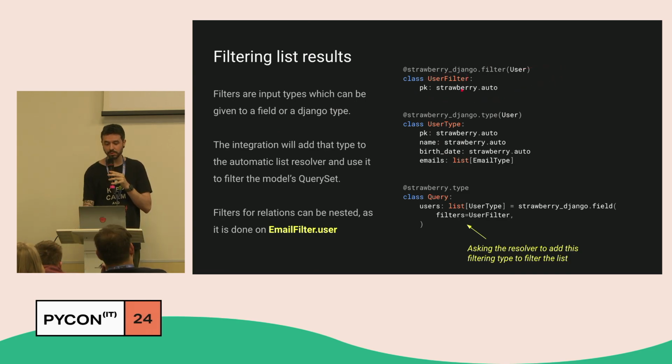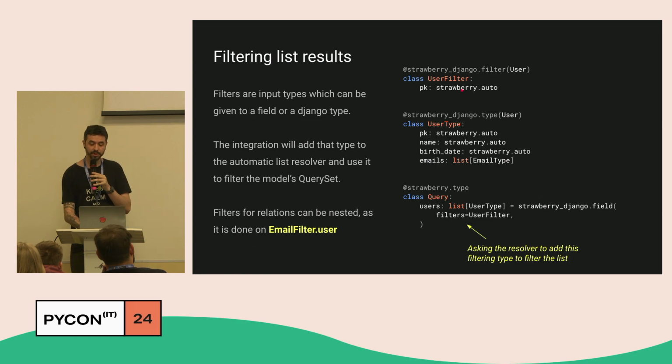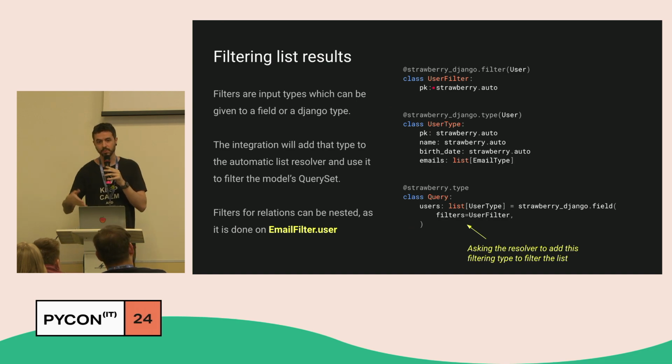This is a very simple example where I am defining a user filter that can receive a primary key. It is using the auto as well, but since it is linked to the user model, it knows that this is a primary key field, probably a big integer field, but if it was using a UUID, it would map to a UUID scalar.